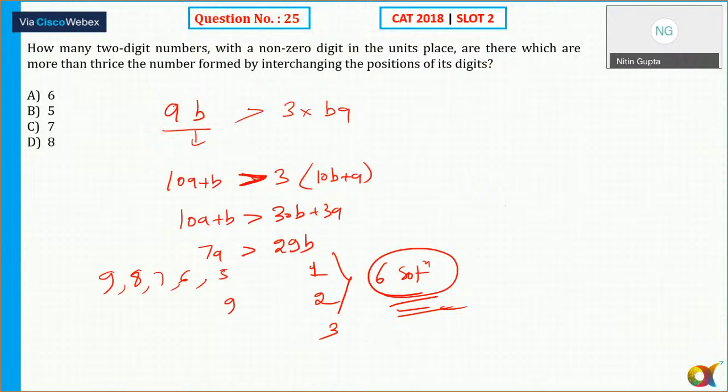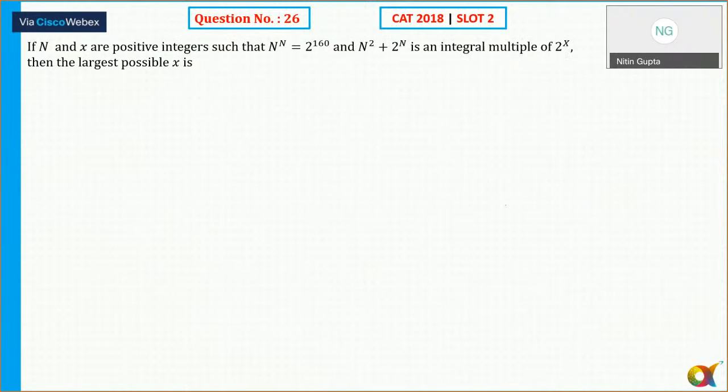Any doubts to anyone? Can we move to the next slide now? This part is clear to all of you? Okay. 26.